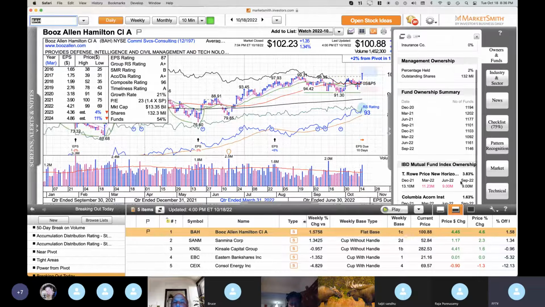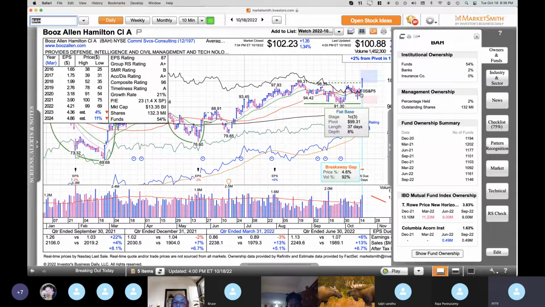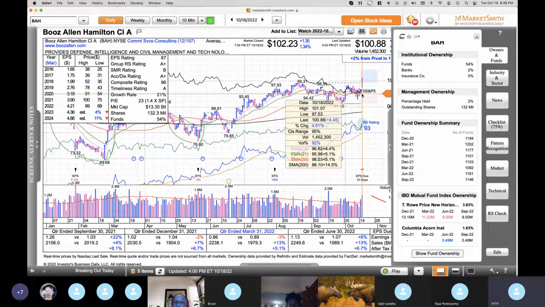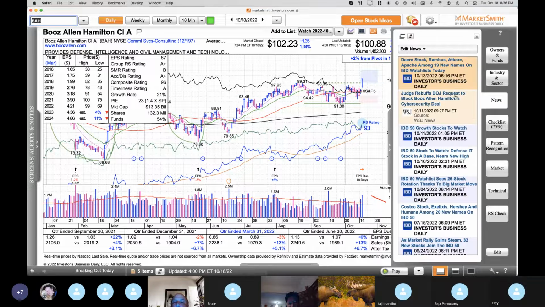We have an increased number of funds. The IBD preferred mutual fund, T. Rowe Price New Horizons, sold their position a little bit, but Columbia Acorn is still holding their positions there. So this is interesting. We see confluence of the moving averages, and it broke out today. I don't know if there was any news.